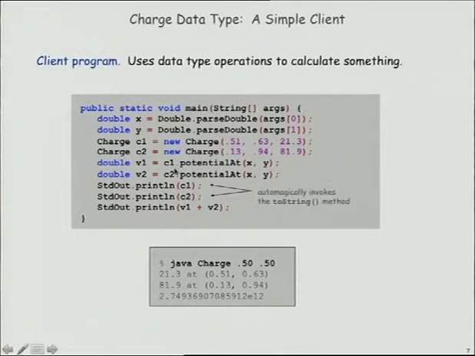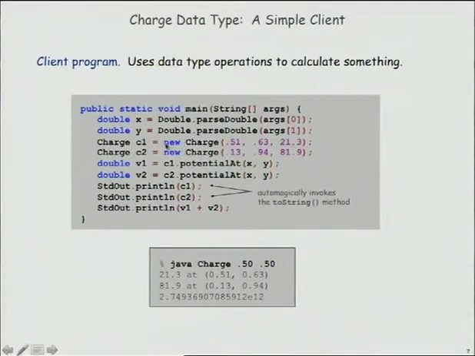And when I calculate c1.potential at (x, y), where x and y are the numbers that the user has entered, I calculate the charge associated with those three values. When I do c2.potential at the same point, I calculate the charge associated with this particular particle. And of course, once I have calculated the two of them, I can print them out.